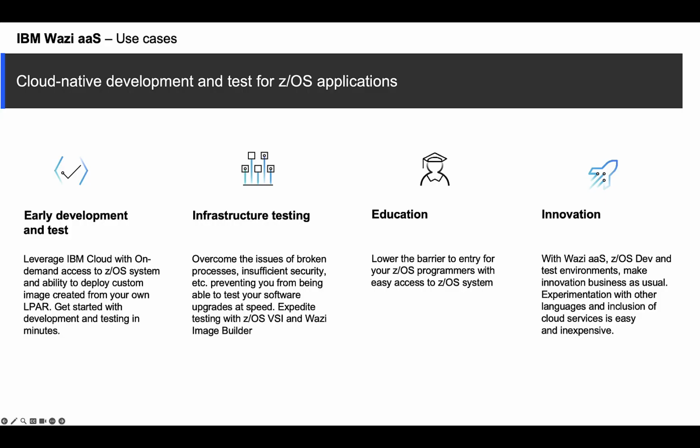For the use cases that we see here, early development and unit test is our main one. So setting up these instances for developers as part of a modern DevOps process is one of the things we will focus on here in the demo. For infrastructure testing, like if you want to upgrade a version of CICS or MQ, you can test software updates on a system without having to affect your production environment and see how it works with your applications.